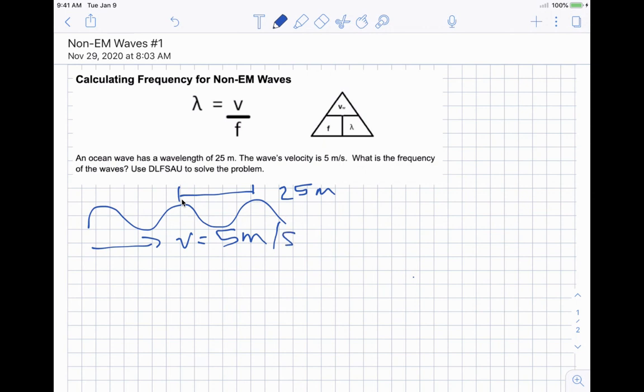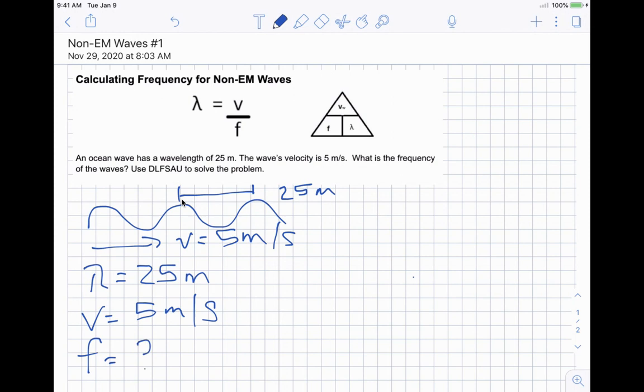All right, L stands for list. So we're going to list our variables. So our wavelength is 25 meters. We know that from reading the problem. And the velocity of our wave is 5 meters per second. And it wants us to calculate the frequency. So frequency is our unknown variable.